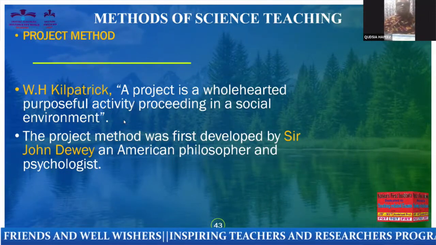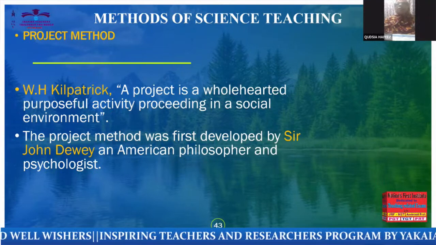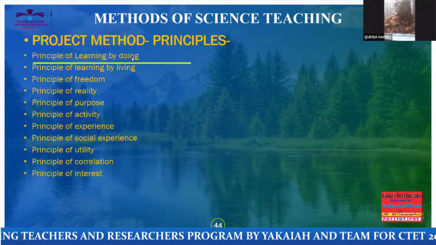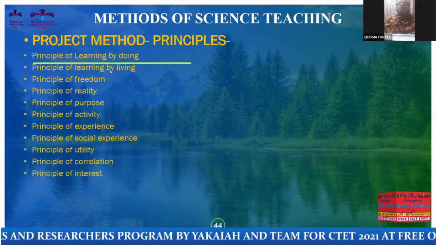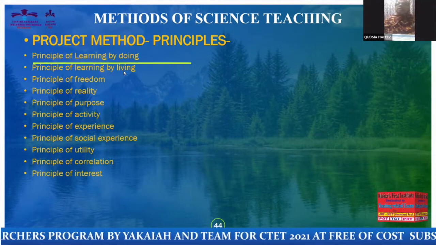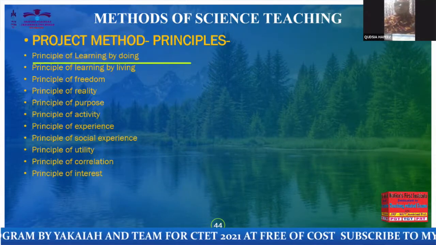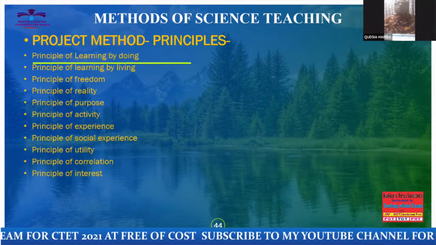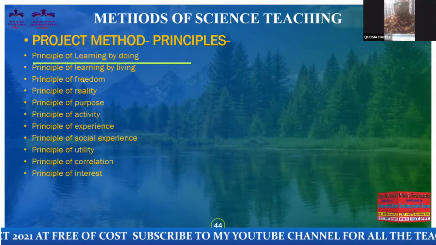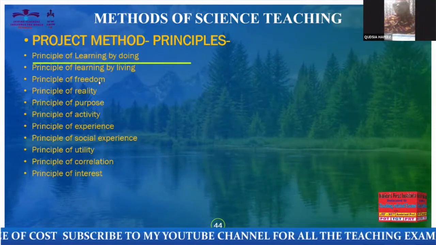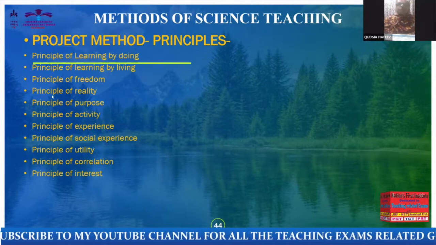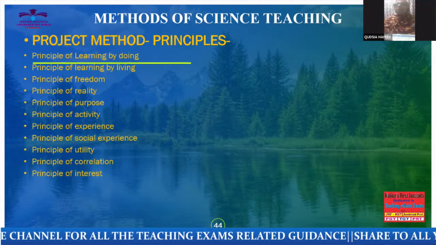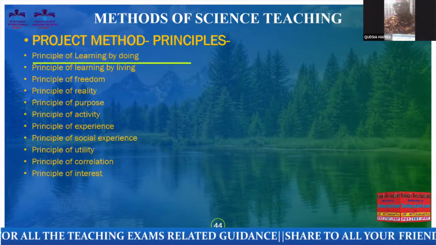Now, next we see the different principles under the project method. The first principle is the principle of learning by doing. The child learns and does the work. The principle of learning by living: the child learns by living in the social environment and tries to do the project in the social environment. Then the principle of freedom: the child is free to do the activity according to his or her pace. The principle of reality: the project methods and the problems are carried out in the real world.